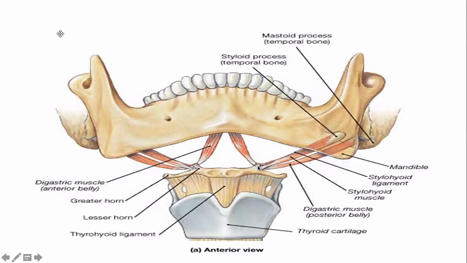The lesser horn of the hyoid bone. And this is the styloid process of the temporal bone. So connecting the two structures are the stylohyoid ligament and the stylohyoid muscles. So between the hyoid bone and the thyroid cartilage is the thyrohyoid membrane.